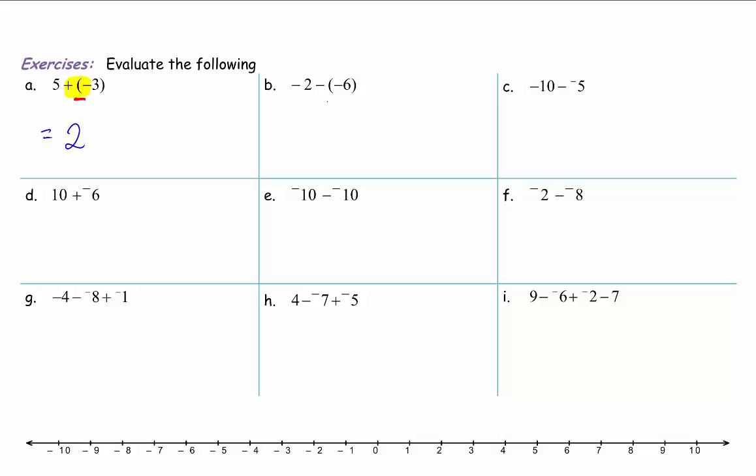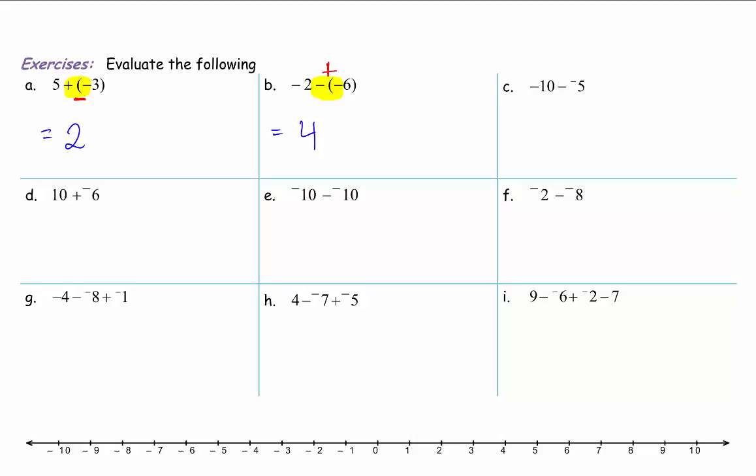Next, negative 2 take negative 6. So again, there are two negatives in the middle here. That's what I mean by they have to be in the middle. So two negatives make a positive. Two of the same signs are positive. So I have negative 2 plus 6 is 4.